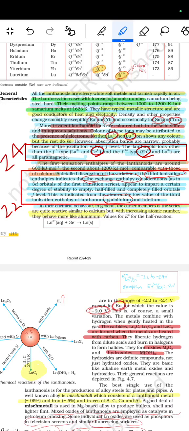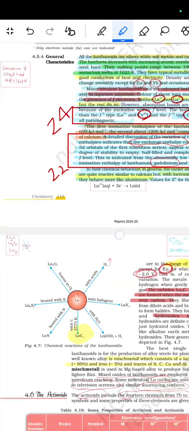In chemical behavior, in general, the earlier members of the series are quite reactive, similar to calcium, but with increasing atomic number they behave more like aluminum. Values of the standard electrode potential for the half reaction Ln3+ + 3e- gives Ln solid.